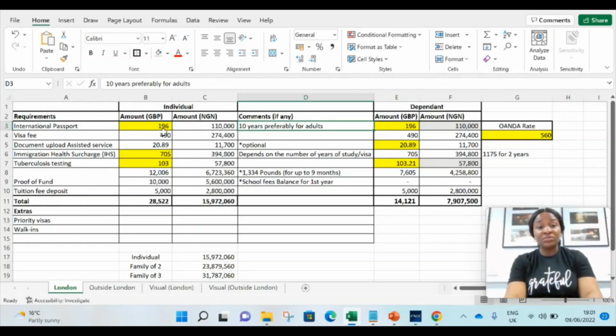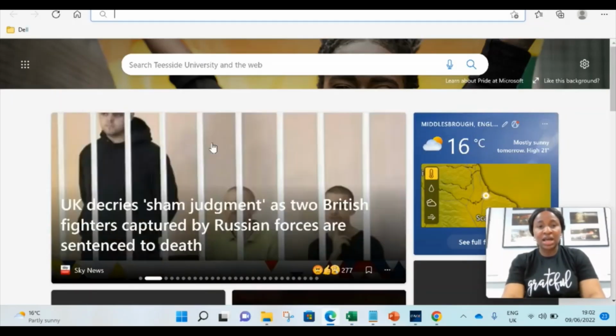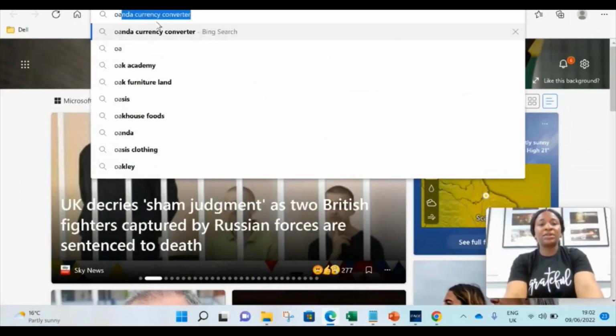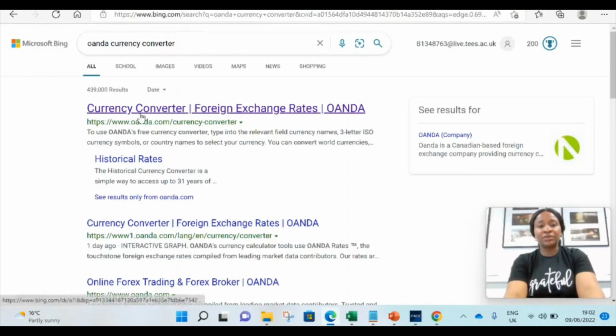I put the money in British pounds for those who are not Nigerian, so they can also have an estimate in British pounds that they can now convert using what we call the Oanda exchange rate converter. That is the official recognized exchange rate by the UK Visas and Immigration people. Okay, but let me show you how to get the current rate at the Oanda currency converter. Just open any browser of your choice and type Oanda currency converter. It brings it out for you. Most times the very first thing you're seeing is the actual one.